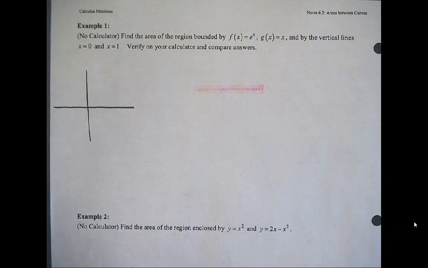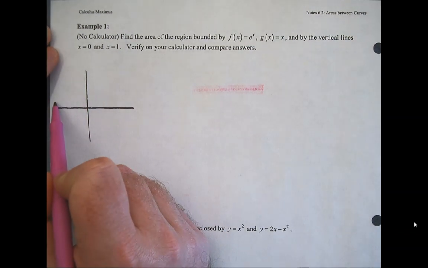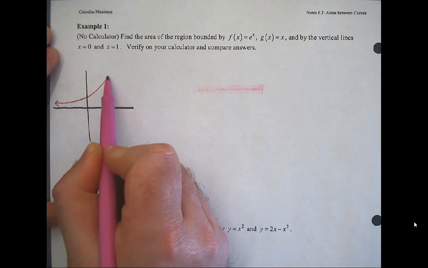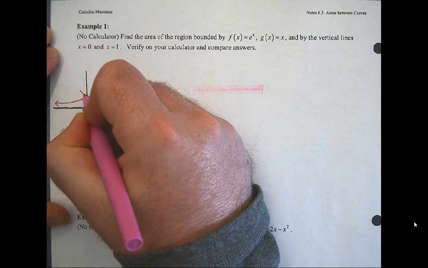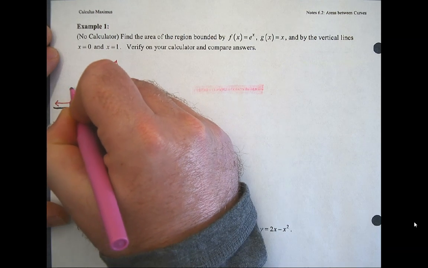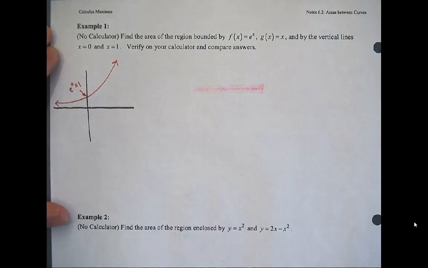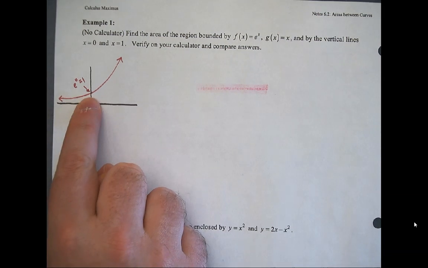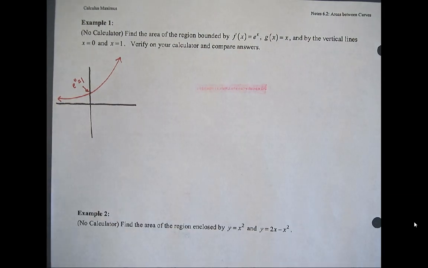So e to the x, that's our exponential growth problem. Starts low, hits here, launches up. I'll leave myself a note. e to the 0 equals 1, so that's at a height of 1. I know that much. I know that x is 0, so anything to the 0th power is 1.